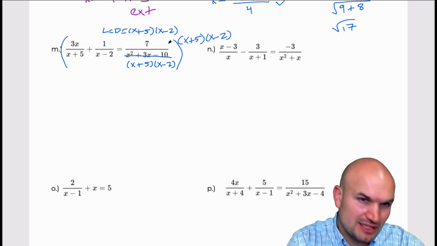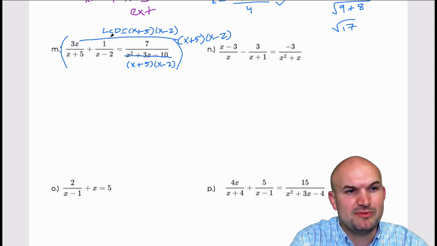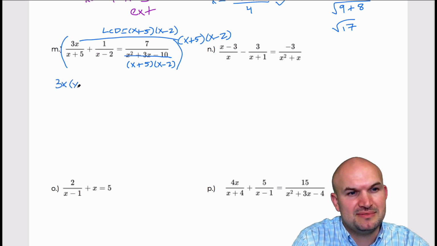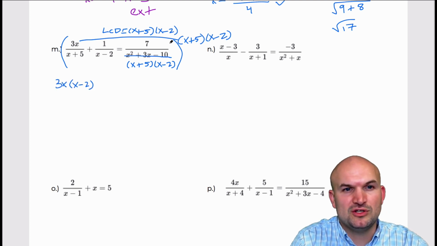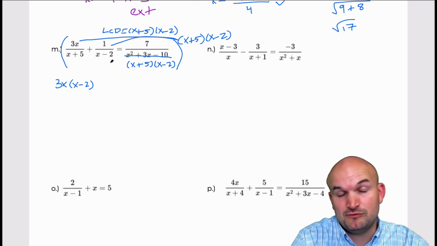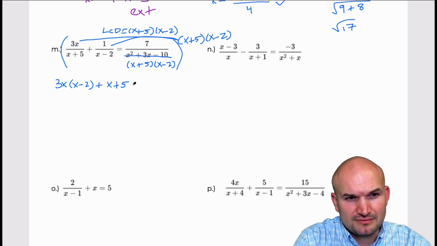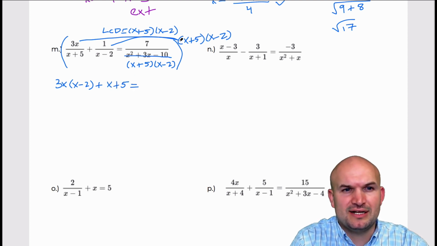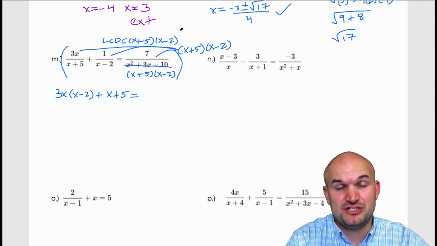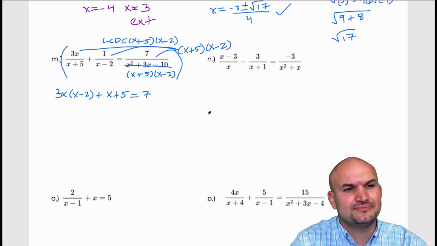And again, I'm doing that to eliminate all of my denominators. So when I multiply it times this expression, my x plus 5's divide out, and I'm just left with 3x times x minus 2. When I multiply it times this expression, my x minus 2's divide out, and I'll just be left with 1 times x plus 5. So that'll be an x plus 5. And that equals, multiplying it times this expression is going to divide out both of my denominators, so that's just going to be equal to 7.